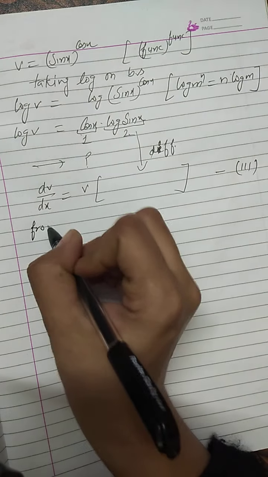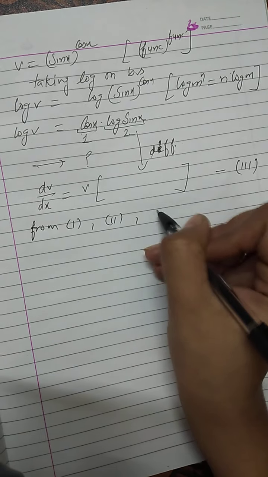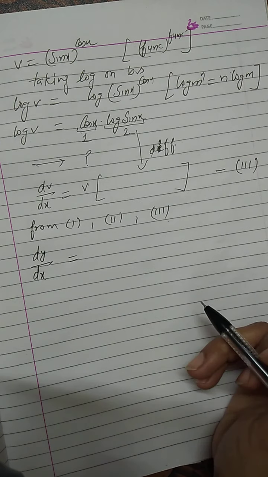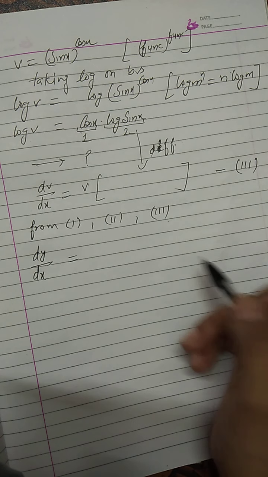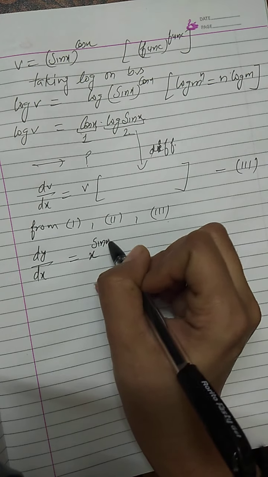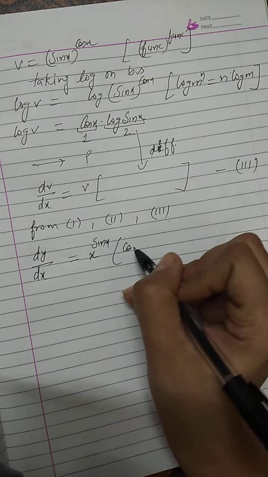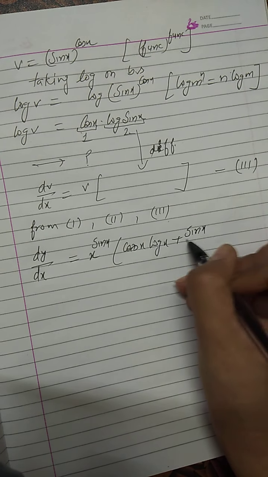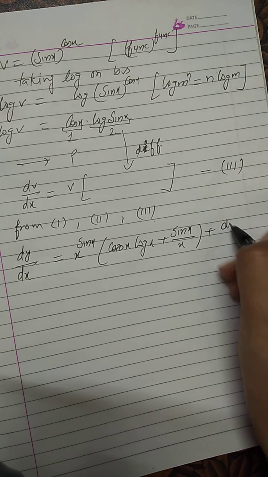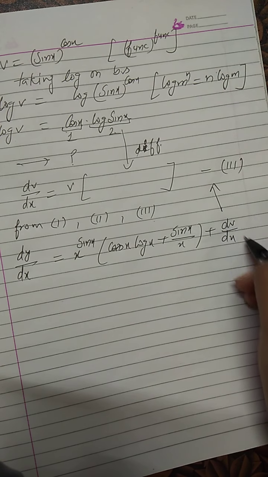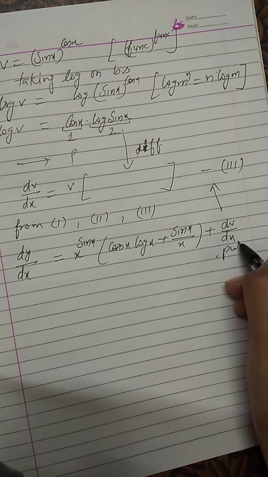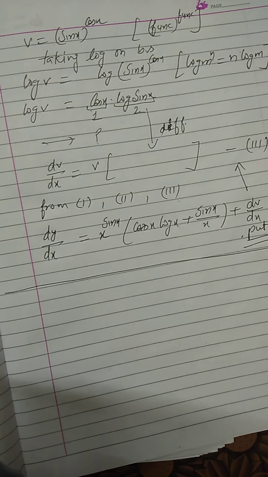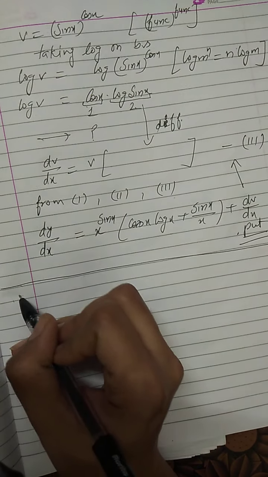So from 1, 2 and 3, you will get the value of dy by dx. As du by dx we have calculated, it was x raised to power sin x, in bracket it was cos x log x plus sin x upon x, and the value of dv by dx from this equation you will substitute. That part I am leaving for you. I hope you will complete it. This is sum number 9. Now sum number 10 we have.